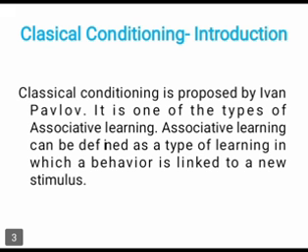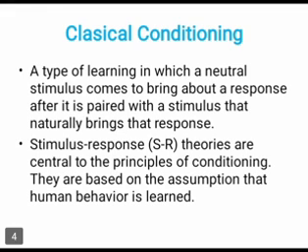Classical conditioning introduction. Classical conditioning is proposed by Ivan Pavlov. It is one of the types of associative learning. Associative learning can be defined as a type of learning in which behavior is linked to a new stimulus. Classical conditioning is a type of learning in which a neutral stimulus comes to bring about a response after it is paired with a stimulus that naturally brings that response. That is classical conditioning.